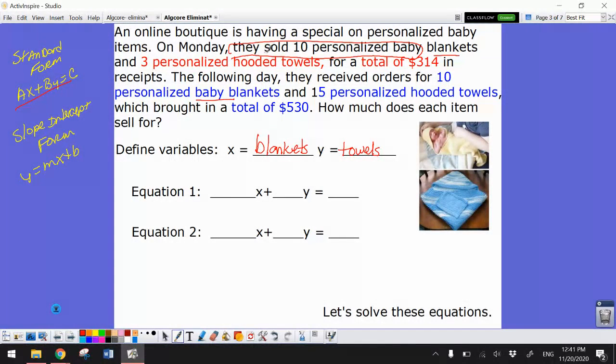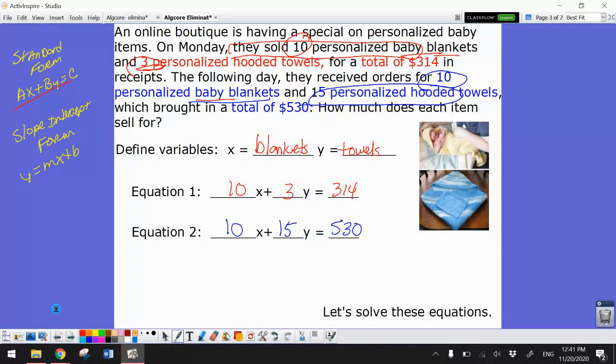It says they sold 10 baby blankets, so that's going to be 10x plus 3 hooded towels, and my total is $314. So that's my first equation. Second equation, pulling from the problem, 10 baby blankets, that goes first. 15 hooded towels, that's a 15. And they brought in 530. Okay, so now we've got our two equations.